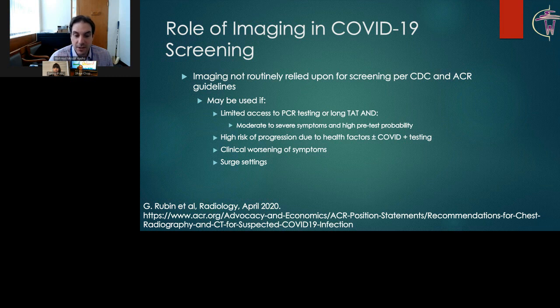Patients with clinical worsening of symptoms can also be imaged in the setting of COVID-19 and in surge settings where rapid results in triage are needed due to high volumes of patient presentations with either COVID-19 or suspected COVID-19. And this scenario played out in New York City, Spain, Italy, and early on in Wuhan. And that should be a consideration in those settings as you face that surge.